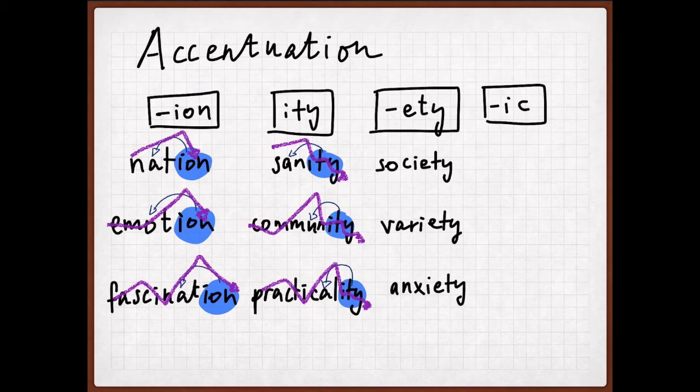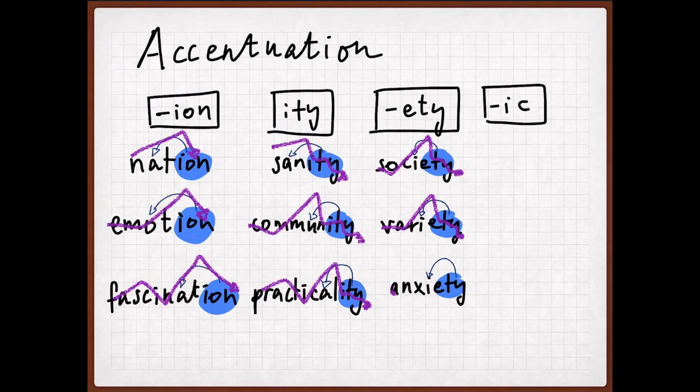If we go back one syllable prior to the ETY, which we're going to do here, then we can see that the accentuation is found on that syllable. So what that gives us is something like society, variety, and of course, anxiety.